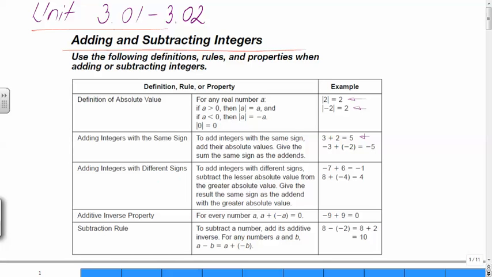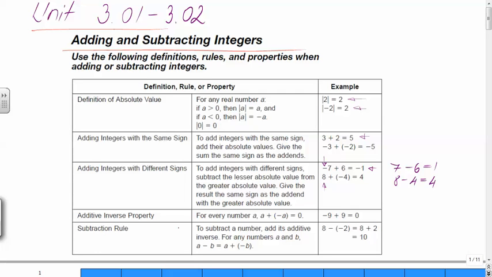When they have different signs, the rule says subtract the smallest number from the largest one. Like in this case, negative 7 plus 6, you will do 7 minus 6, which is 1, but then you will keep the sign of your negative 7, right? Second example, 8 plus negative 4, you subtract 4 from 8, which gives you 4, and then you keep the sign of the largest number in absolute value, which is 8.